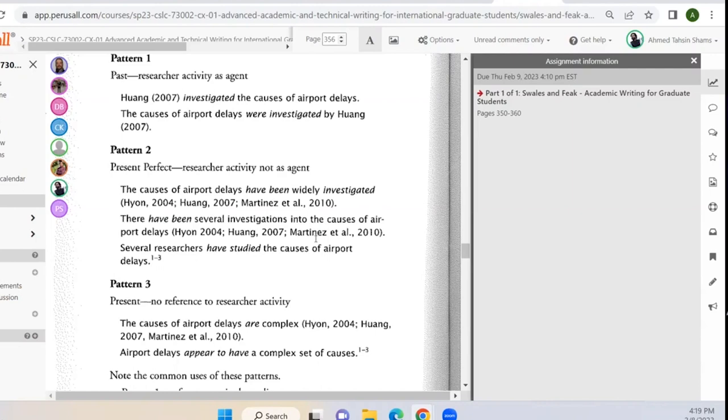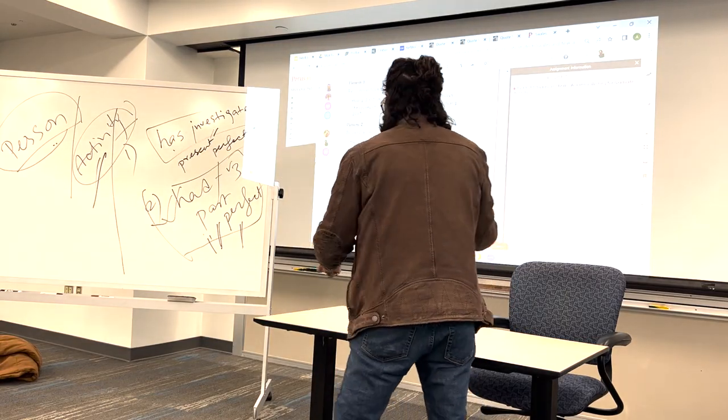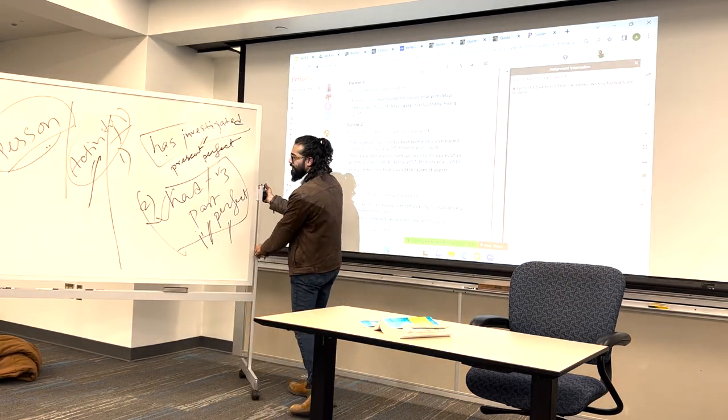You got it? That's what the book also says. It uses a different language. They call it agent. Researcher activity and the agent. Focusing on the agent means the person. And when we use present simple, that's pretty natural when we are talking generally, the causes of airport delays are complex. So that's a comment.